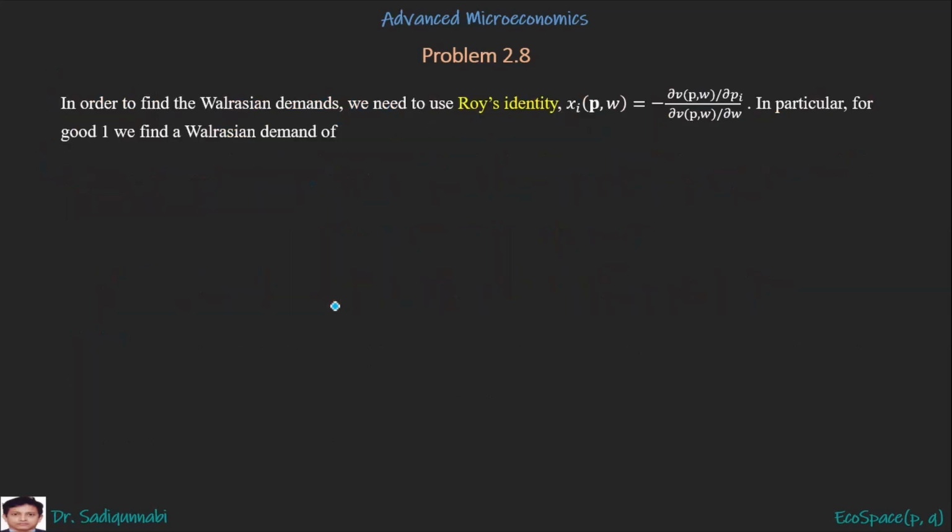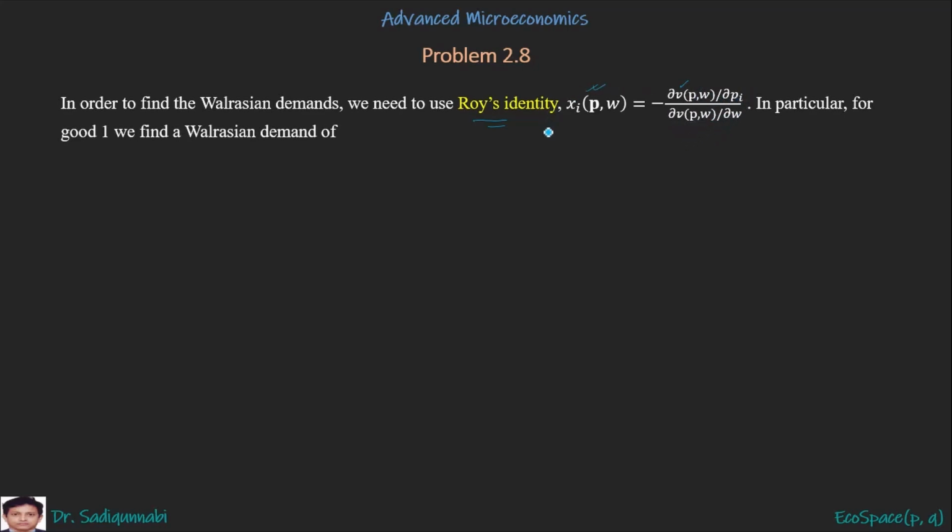In order to find Walrasian demand, we use Roy's identity, which is the equation for Walrasian demand: negative of the derivative of the indirect utility function with respect to price, divided by the derivative of indirect utility with respect to W. This is Roy's identity.